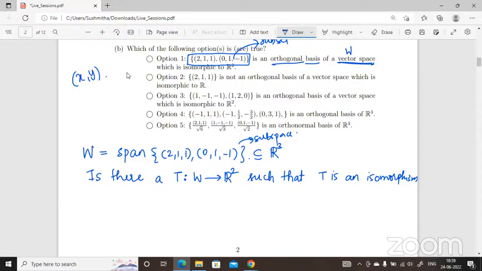But the question is, can I define an isomorphism? Can't we check, ma'am, if the nullity is 0, then it's 1 to 1, and the dimension of V is equal to the dimension of the range, that is the rank. So it's onto R2. So there is an isomorphism. Yeah, fine. But my question is, how will you get that transformation whose nullity is 0?